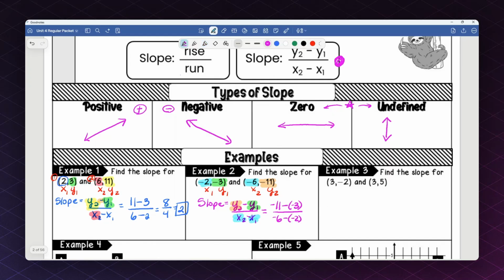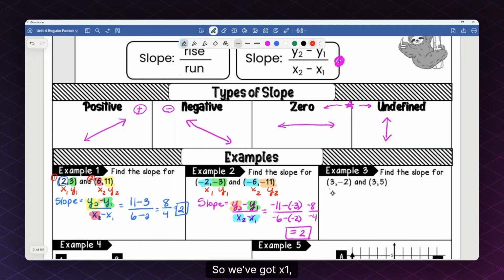Okay, so negative 11 minus a negative 3, that's like saying negative 11 plus 3, so that's negative 8. And negative 6 minus a negative 2, that's like saying negative 6 plus 2, so that's negative 4. And so this is another way that we ended up with a slope of 2. The points were different, but it worked out to be a slope of 2 at the same time. All right, let's go ahead and look at the next one.